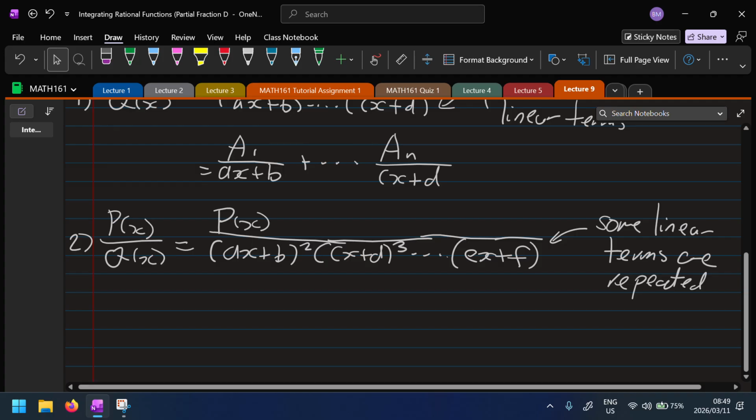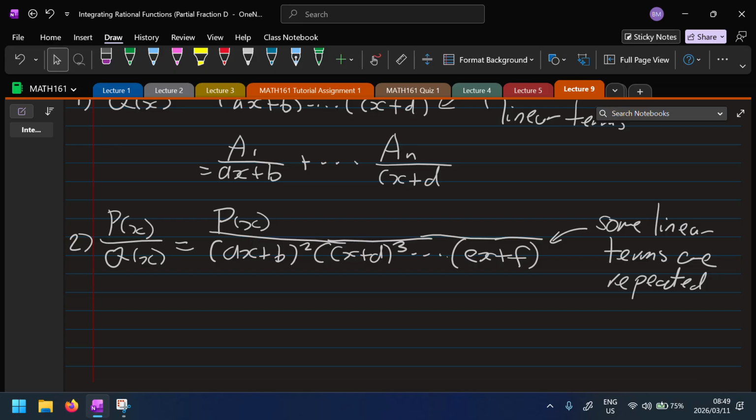For case 2, when some of them are repeated, it's very similar to case 1, but for each of the repetitions, we need to add an extra term. What do I mean by that? Here, the first one is repeated twice, so we are going to have two terms for it. We're going to have A1 over the linear term, but it's repeated twice, so we need another term for it. This will be plus A2 over AX plus B squared this time.